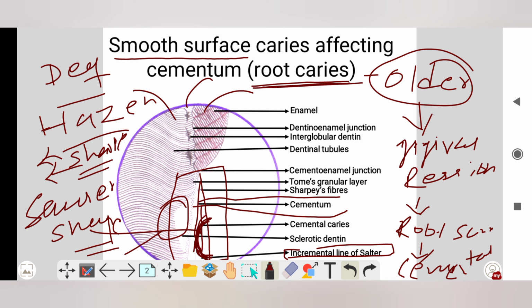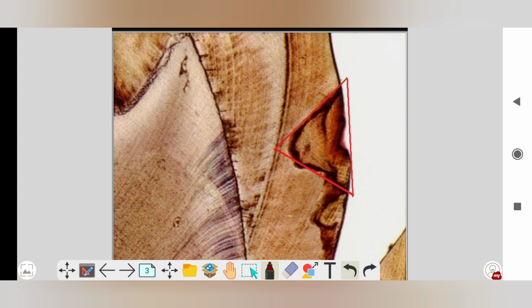That is the sclerotic dentine. Okay, and you can see the surface fibers. These small fibers are surface fibers. Okay, so this is the CEJ. So this is about smooth surface caries affecting the cementum. Please remember the shape of smooth surface caries that affects the cementum, that is saucer in shape.